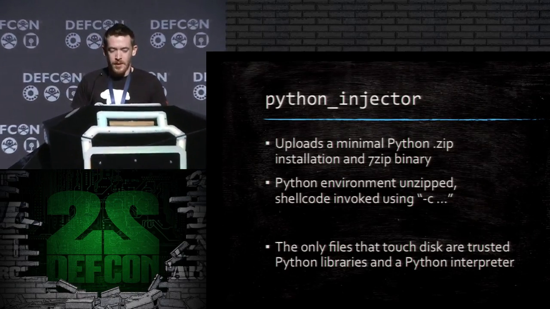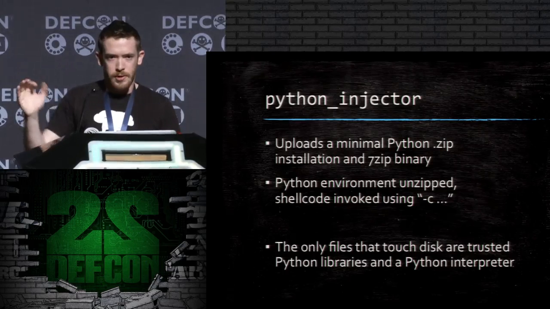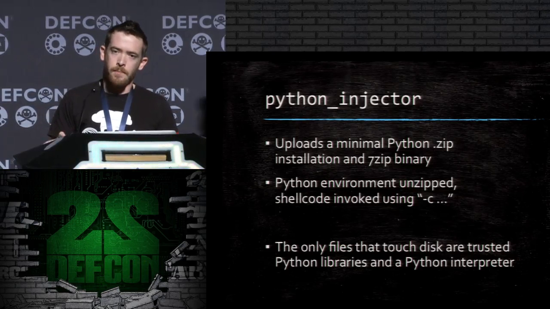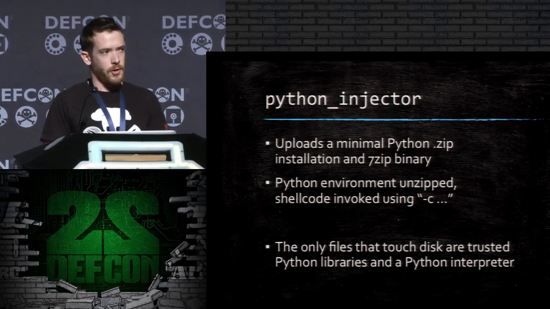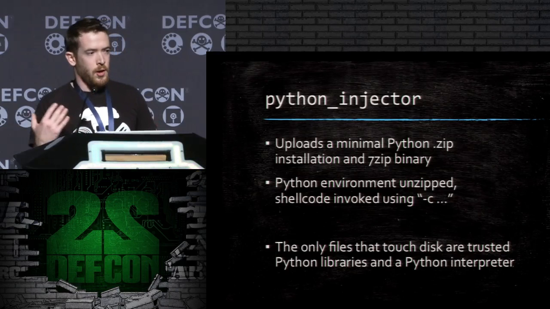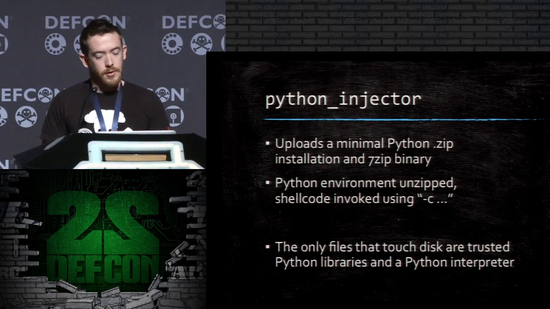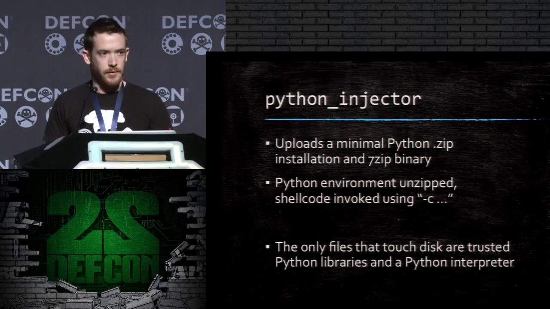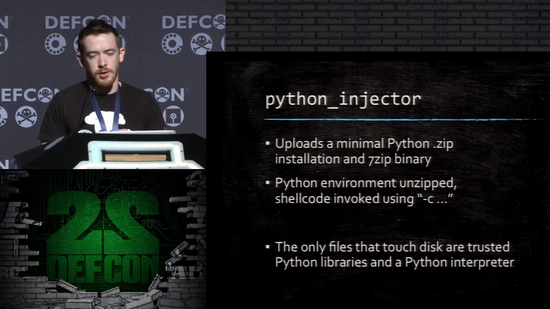So the Python injector, it'll upload the Python zip and a 7-zip binary to the host, and it'll unzip the entire thing to disk into a temporary folder. And then it uses a -c option with Python.exe to run a little one-liner that injects shellcode straight into memory. So this is very similar to PowerShell injection that a lot of people are familiar with. What's nice about this is the only files that touch disk are the trusted Python libraries and the trusted known Python interpreter. So this can help you get by certain types of reputation filters that say, oh, I haven't seen this exe before, I don't know if it's bad, but I'm going to provide additional protections on it because it's unknown.